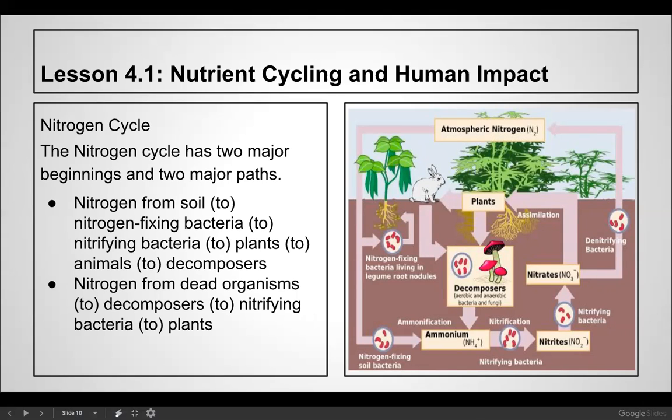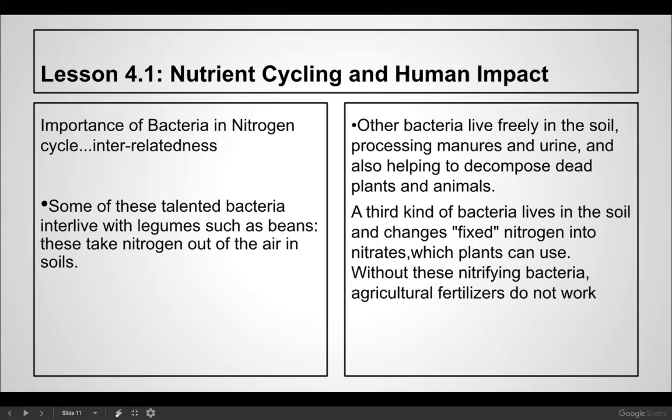If you look at the pictures there, you can see the importance of bacteria in the nitrogen cycle. They're interrelated. Some of these talented bacteria live with legumes, such as beans. These take nitrogen out of the air and put it in the soils. Other bacteria live freely in the soil, processing manure and urine, and also helping to decompose dead plants and animals. A third kind of bacteria lives in the soil and fixes nitrogen into nitrates, which plants can use. Without these nitrifying bacteria, agricultural fertilizers do not work. So you just can't shoot down the nitrogen. You got to have the bacteria available for the plants to convert the nitrogen into nitrates in useful forms.